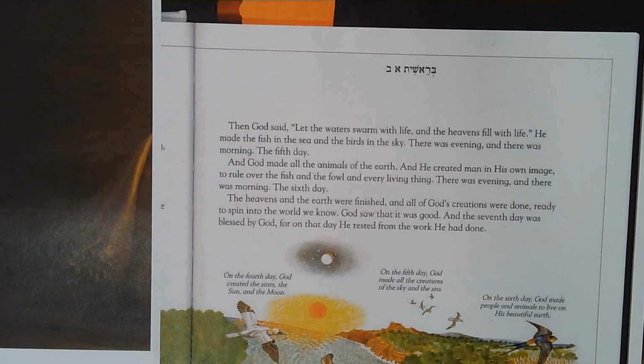So I will revise that in a second, but we'll just recap what he did on the fourth day. He created the stars, the sun, and the moon. On the fifth day, he made all the creatures of the sky and the sea. And then finally, on the sixth day, God made people and animals to live on his beautiful earth. Then, on the seventh day, he rested from the work. So he worked for 6 days and rested on the seventh.